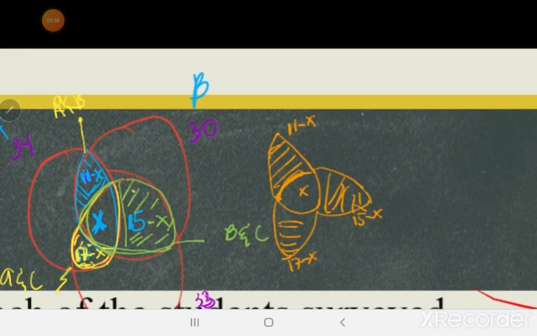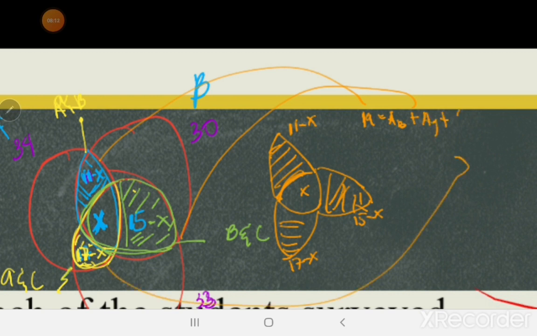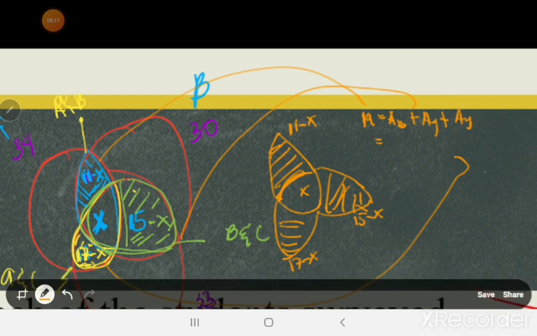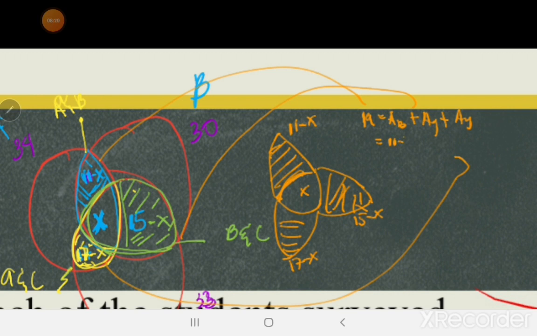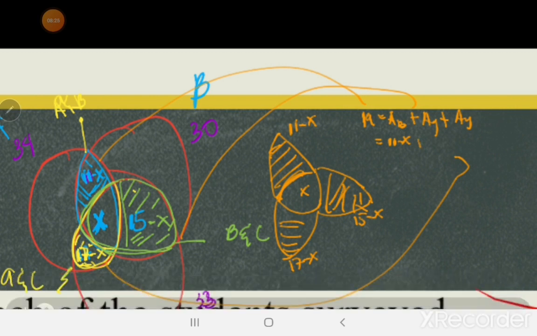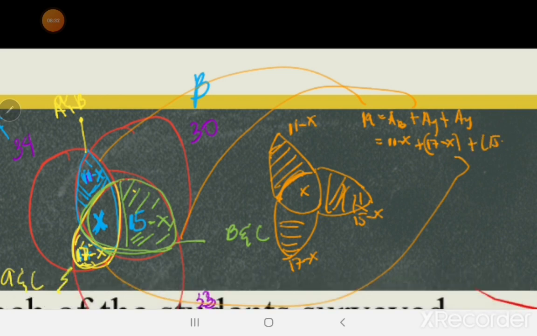So therefore, I may say that 19 is equal to my area blue plus my area green plus my area yellow. Tama? My area B is equal to 11 minus X. My area yellow is equal to 17 minus X. And then my area green is equal to 15 minus X.